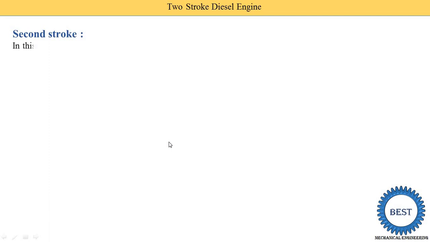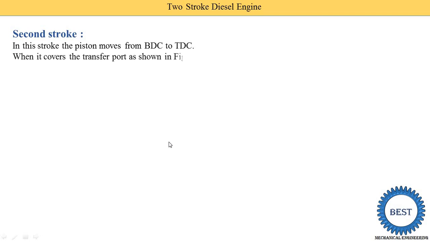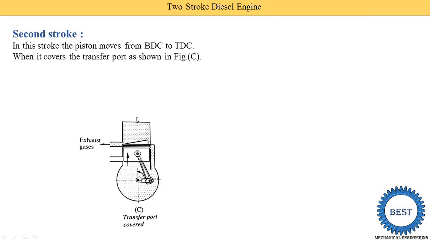Now we study the second stroke. In the second stroke, the piston moves from the bottom dead center to the top dead center. When it covers the transfer port as shown in figure C, here you see the piston is moving from bottom dead center to top dead center, so we draw the upward arrow. First it covers the transfer port as shown in this figure.